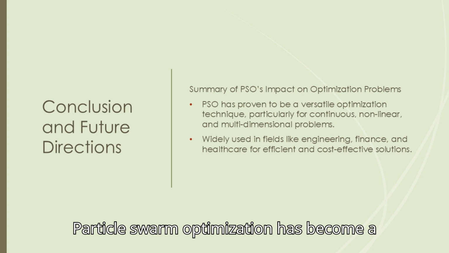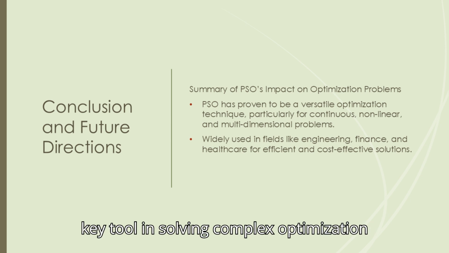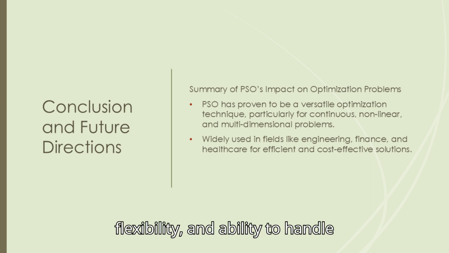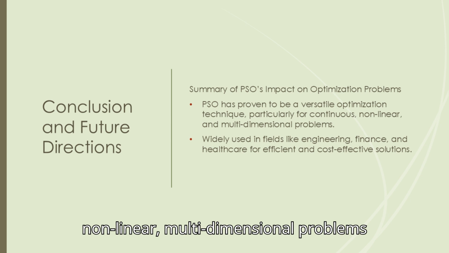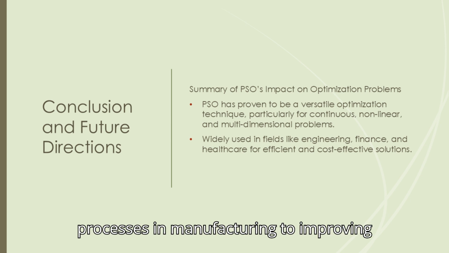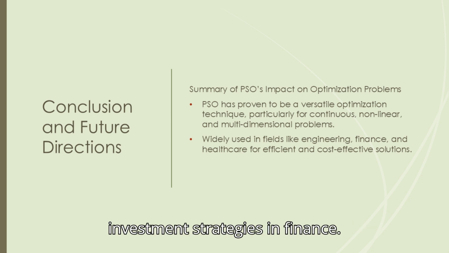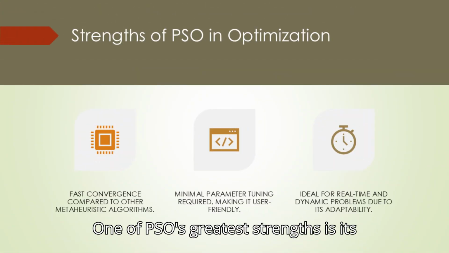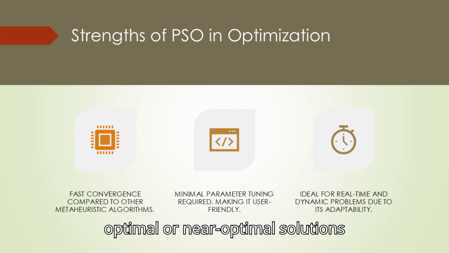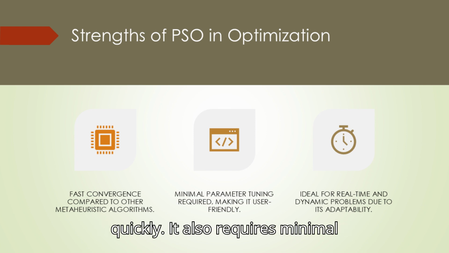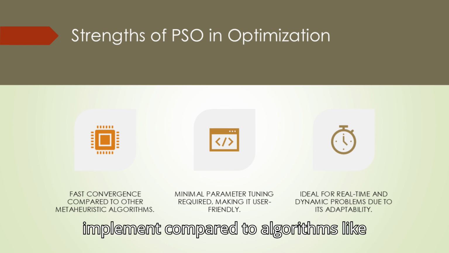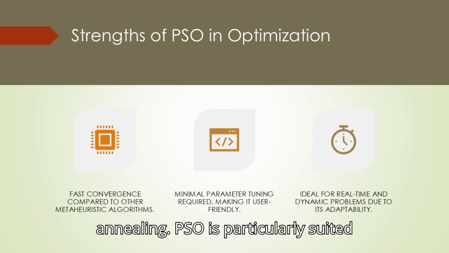Particle swarm optimization has become a key tool in solving complex optimization problems. Its simplicity, flexibility, and ability to handle nonlinear, multidimensional problems make it applicable across diverse industries, from optimizing production processes in manufacturing to improving investment strategies in finance. One of PSO's greatest strengths is its fast convergence, allowing it to find optimal or near-optimal solutions quickly. It also requires minimal parameter tuning, making it easier to implement compared to algorithms like genetic algorithms or simulated annealing.